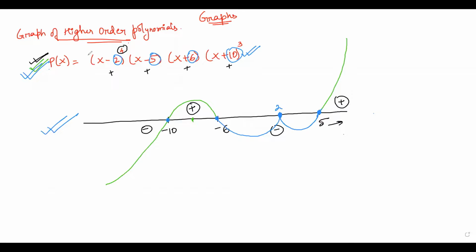Here also, if we put a modulus sign, all these negative values will become positive. And the graph would be something like this. That is, everything remains the same, only these negative values have now become positive. So in this way, we can plot the graph of higher order polynomials with or without modulus sign.